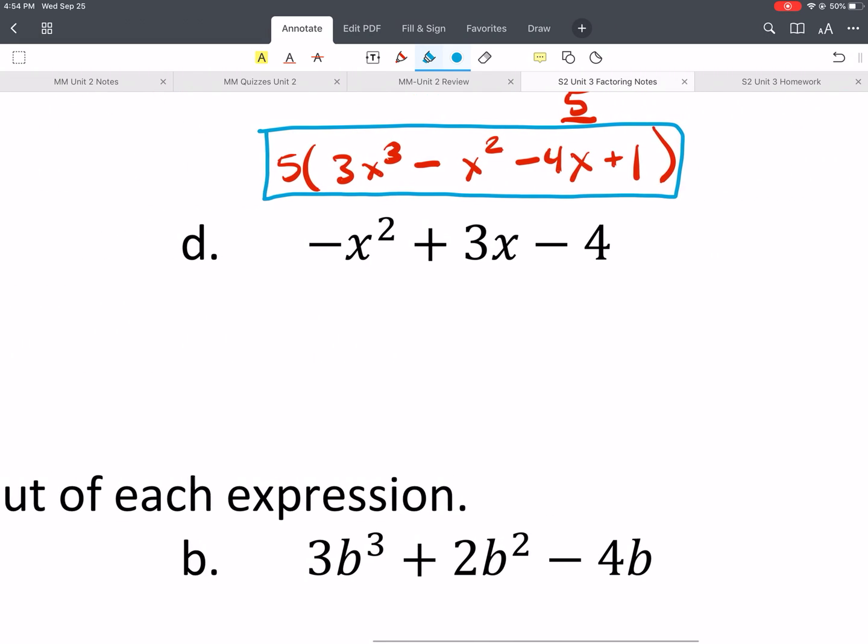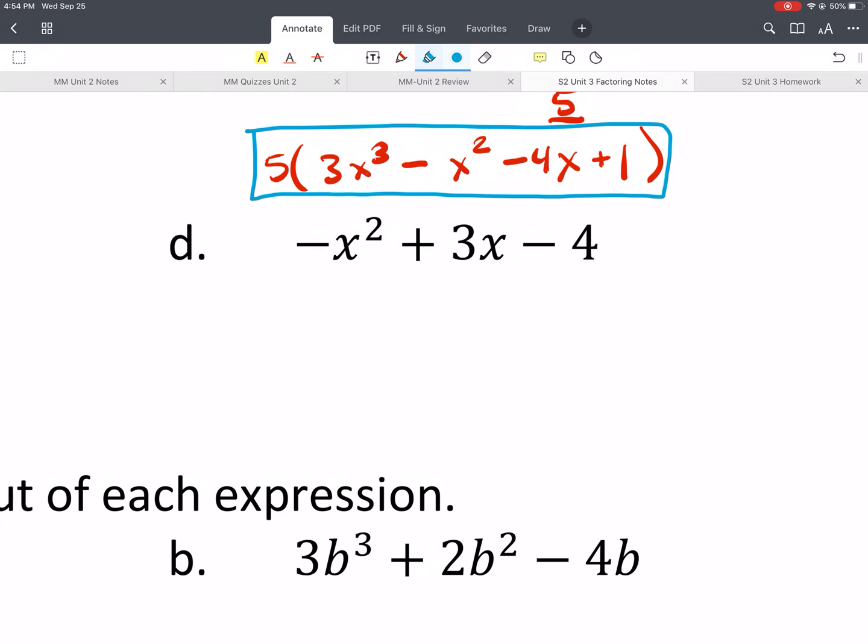Okay. D, again, one of the stars that we have is that if we have a leading negative, like we do here, we need to factor that out for the greatest common factor. So here we would put our parentheses, and our greatest common factor would be a negative 1, so that we get rid of that leading negative. Divide everything by negative 1. So we will have negative 1, or you can just have it be negative. Negative x squared divided by a negative 1 would give us a positive x squared. And then we'd have a negative 3x and a positive 4.